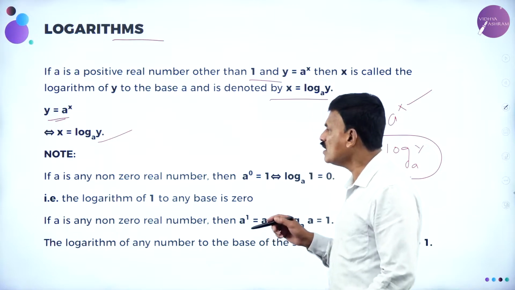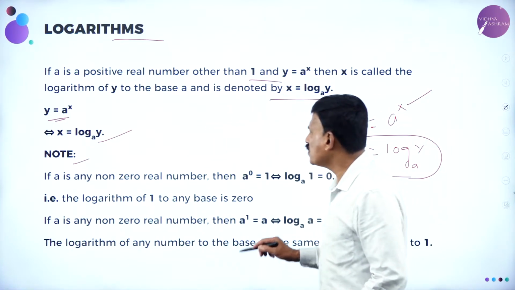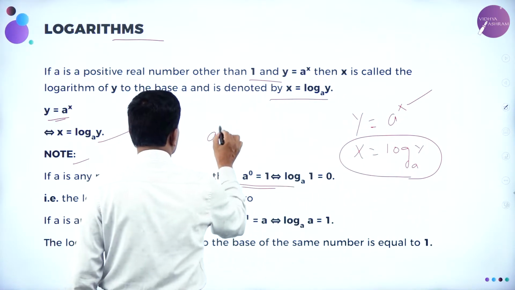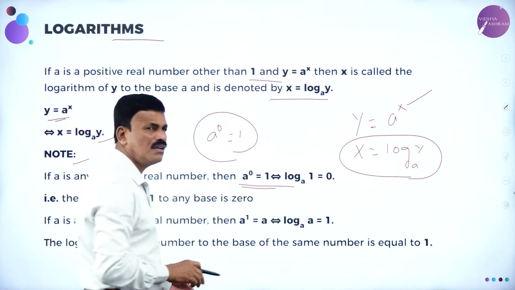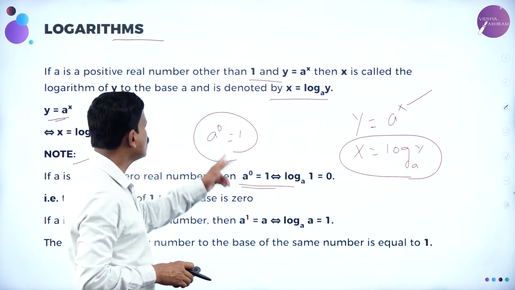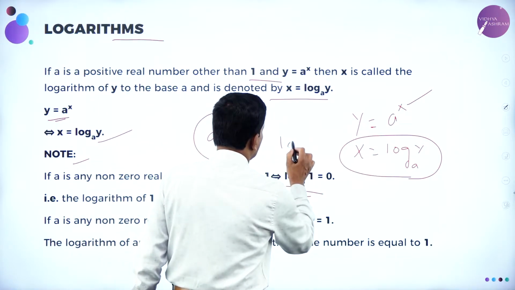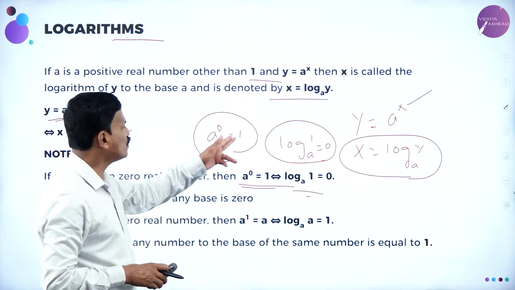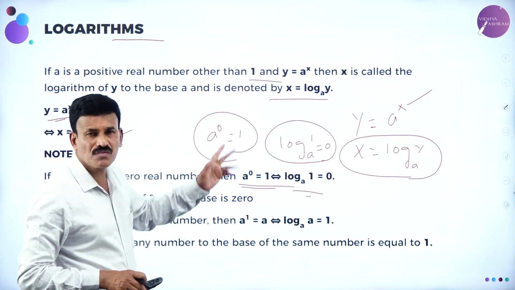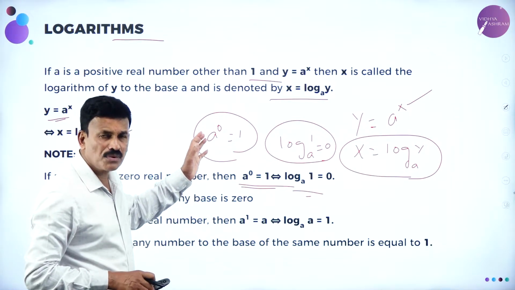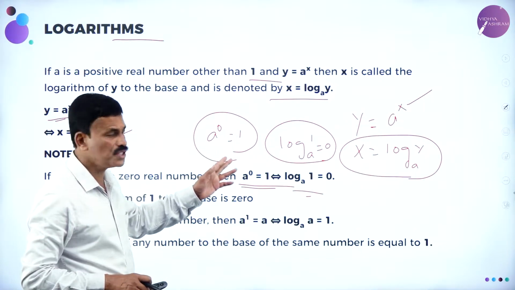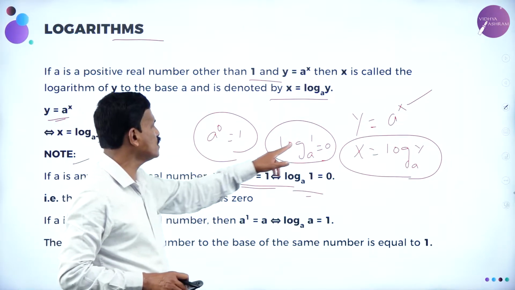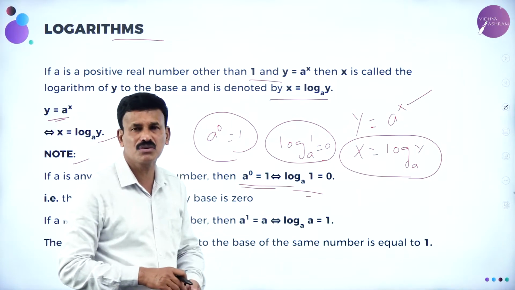Now, let us have a note. If a is any non-zero real number, then a to the power of 0 is always equal to 1. You know a to the power of 0 is always equal to 1. If you write the logarithm for this, 0 is equal to log 1 to base a. So keep it in mind, logarithm of 1 to base a is always equal to 0. The reason is a to the power of 0 is 1, from the law of indices you might have studied. According to the definition, 0 is equal to log 1 to base a. That means logarithm of 1 to base a is always equal to 0.